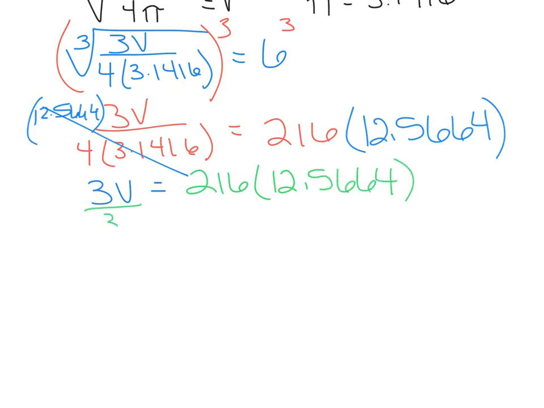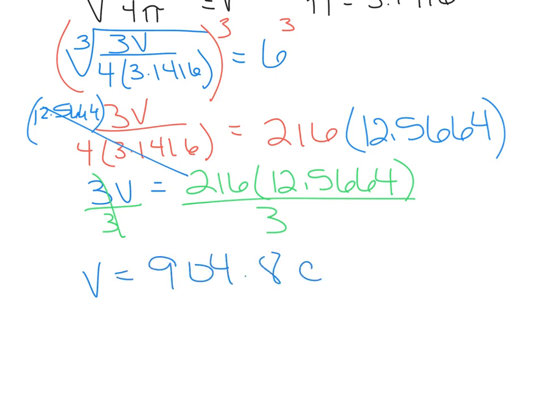Trying to isolate v, I'm now going to divide by 3. Now, if you did all this without the calculator up to this point, it's perfectly fine because you can put all of this in your calculator at one time. You have no rounding errors. You just round it at the end based on whatever the directions tell you. This comes out to be 904.8, and again, this is volume, so it's centimeters cubed.